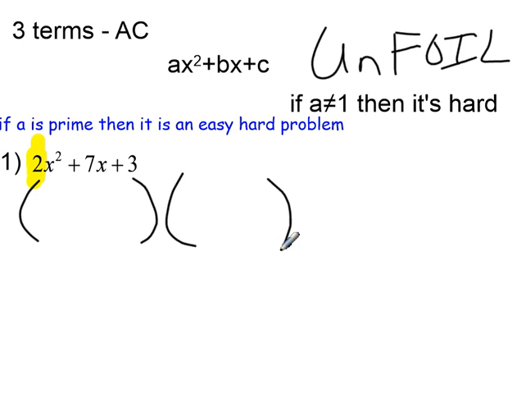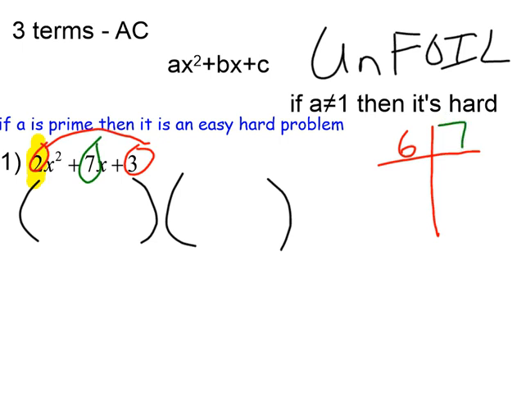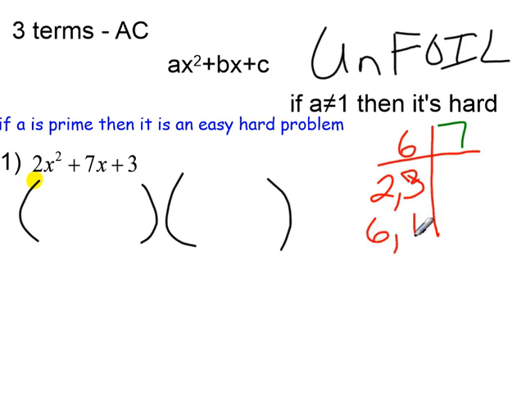All right, so what I'm going to do is take my A, which is 2, and my C, which is 3, and multiply them together. So 2 times 3 is 6, and that's what AC stands for, A times C. I'm looking for factors of that A times C whose sum is B, in this case, 7. So I'm looking for factors of 6 whose sum is 7. I could go with 2 times 3, but they don't add up to 7, or 6 and 1. 6 and 1 add up to 7, so those are the magic numbers.